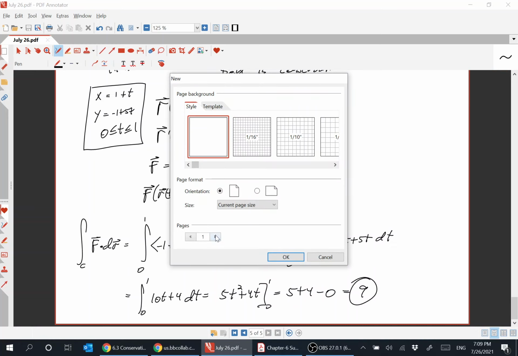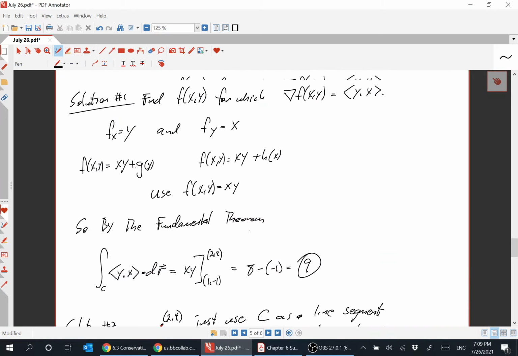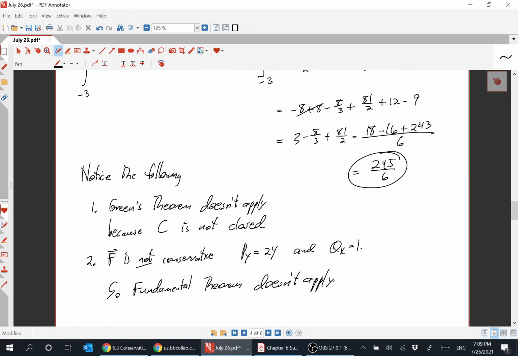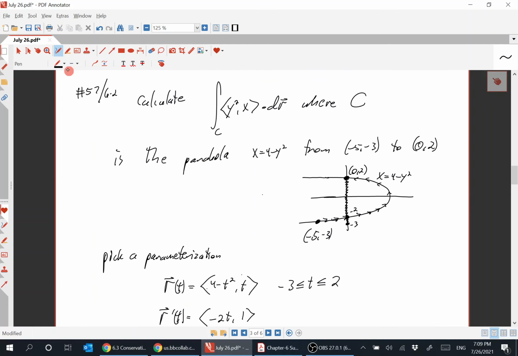Now, by the way, this whole path independence stuff is only for conservative vector fields. Like the one we did earlier, the 245 over 6, over the parabola: if you just took the line segment from here to there and calculated it over that, it's not going to be the same. It's not going to give you the 245 over 6. It's going to be something different because it's not conservative. It's not path independent.